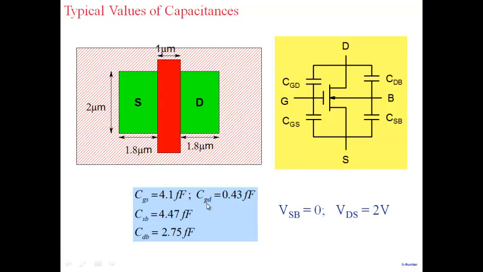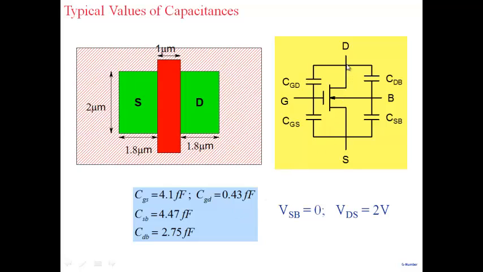Normally, between body and source, the capacitance may be shorted, especially for a PMOS. In a PMOS, body and source can always be shorted together, and therefore source to body capacitance doesn't enter into the picture. In NMOS, sometimes you'll find source to body is there, sometimes it may not be, depending on the potentials that are there.